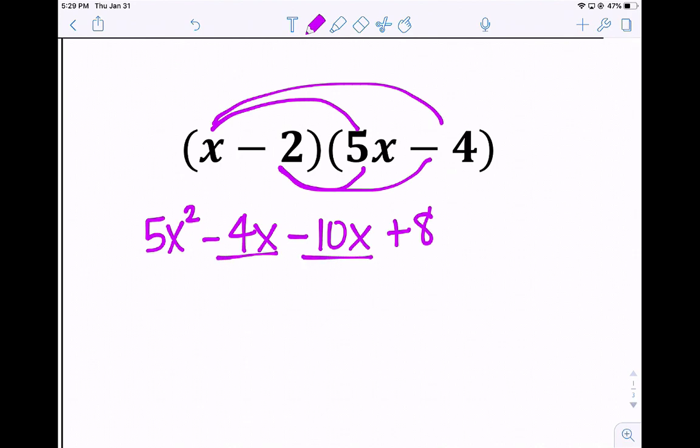Combine like terms, again, are in the middle. So 5x squared minus 14x, negative 4 minus 10 more is negative 14, then plus 8.